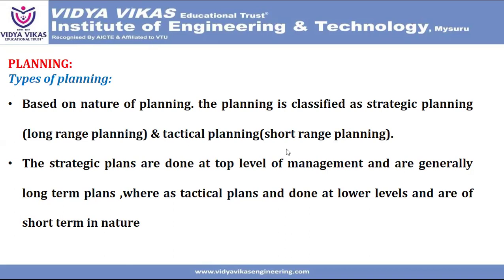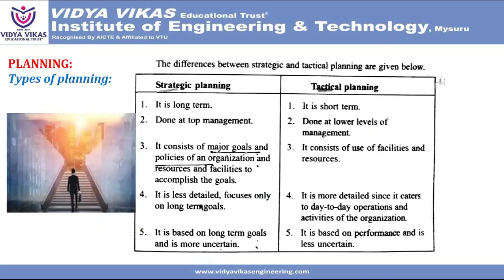Let's concentrate on the differences between strategic and tactical planning. The first difference: strategic is long term, tactical is short term. Strategic planning is done at top level management; tactical plans are done at lower levels of management. Strategic planning consists of major goals and policies of the organization and the resources and facilities to accomplish the goals. Tactical planning consists of the use of facilities and resources. Strategic planning is less detailed and focuses only on the long-term goals. Tactical planning is more detailed since it caters to day-to-day operations and activities of the organization. Strategic planning is based on long-term goals and is more uncertain. Tactical planning is based on performance and is less uncertain.